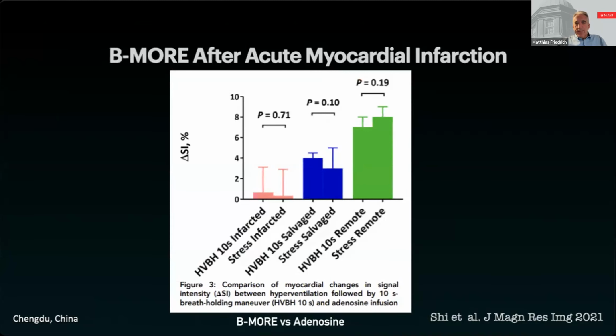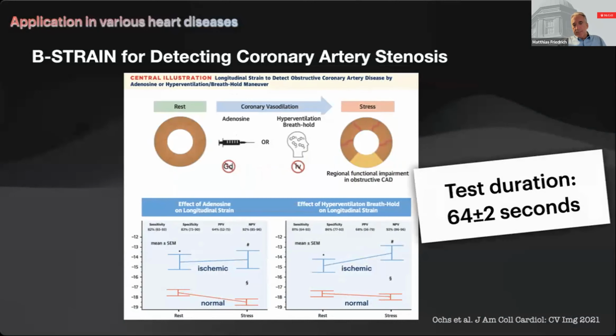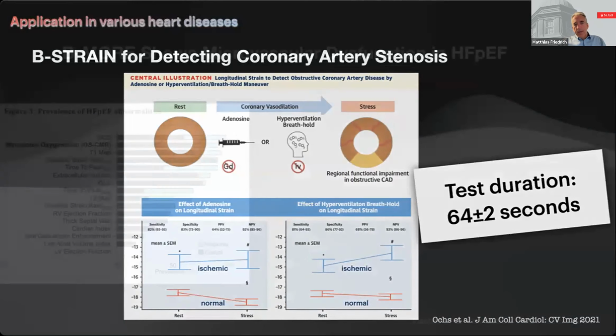We also had applied breathing maneuvers without oxygenation-sensitive MR, using ultra-fast strain images. And this is work from Heidelberg, Marco Ox, compared to adenosine. This breathing maneuver led to a change of strain that was significantly different between ischemic and normal myocardium, in a test that just took very little time.